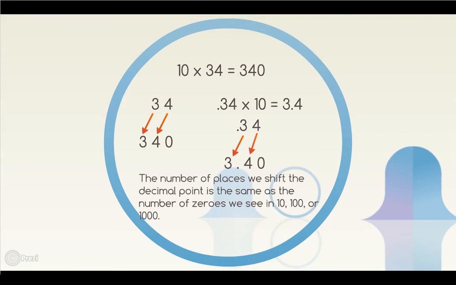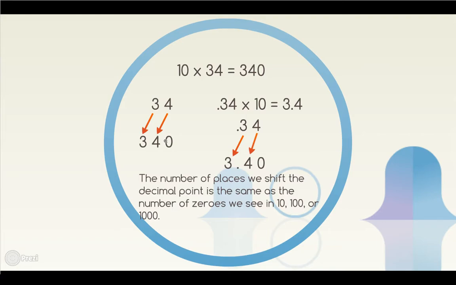So here's your new concept for today. When we multiply any number by 10, we normally just add a 0 to it. 10 times 34 equals 340. And we basically shift everything to the right and fit in a 0.